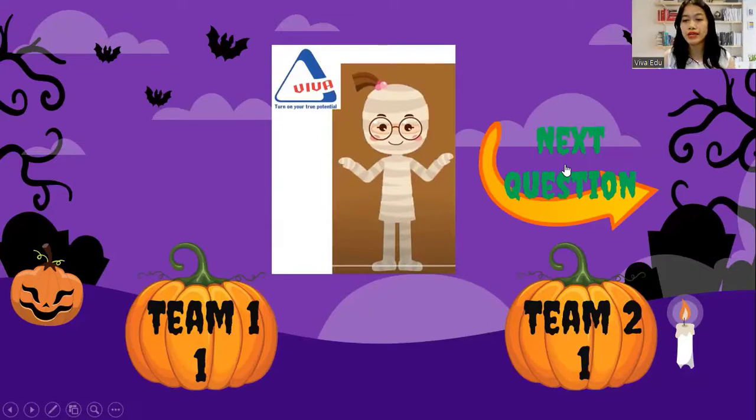We don't have to change the student who's standing on the board. We don't have to change because if you change for one by one question, it will take a lot of time. So we will not change the student who's standing on the board.